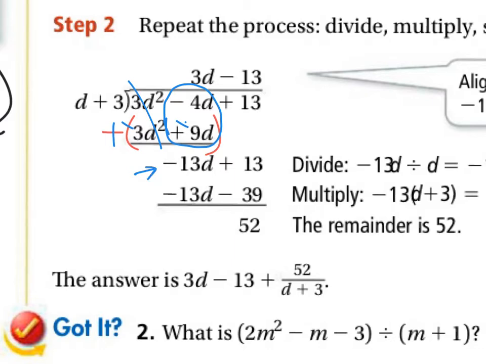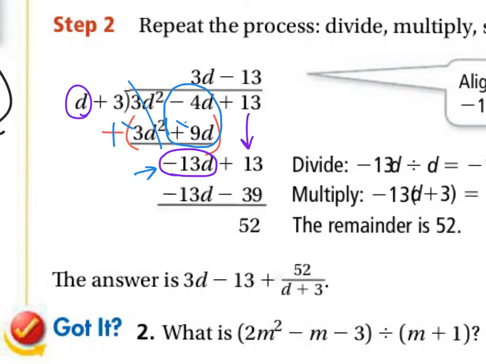And then the next step is that we're just going to bring this next part down. Just like you bring the next number down when you're doing long division, we're going to bring the next term down. So we're going to bring down the plus 13. And now we're going to look at these first terms. How many times does d go into negative 13d? So d times what to get negative 13d? And that would be negative 13.